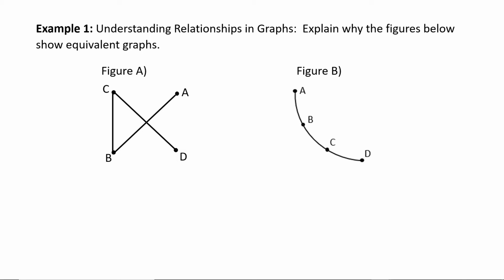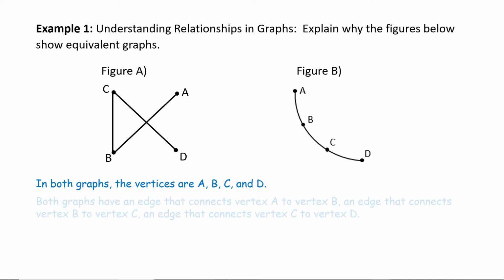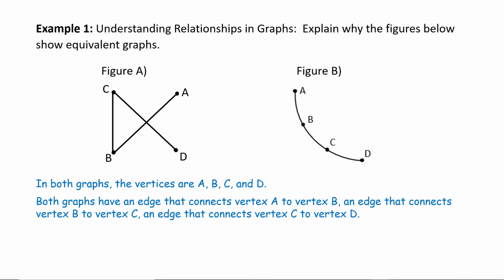Observe that these two graphs do not look similar. Even so, they are equivalent graphs because in both graphs, the vertices are A, B, C, and D. Furthermore, both graphs have an edge that connects vertex A to vertex B, an edge that connects vertex B to vertex C, and an edge that connects vertex C to vertex D.